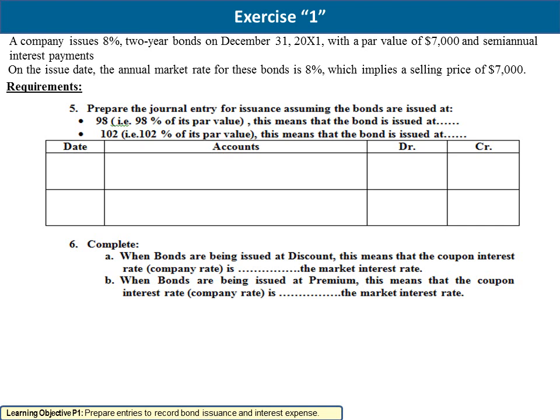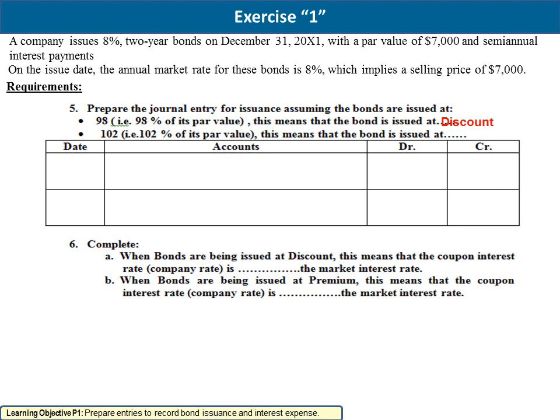This, for sure, because this bond will be giving an interest rate below the interest rate of the market. So in order to motivate investors to come and buy those bonds, although they offer an interest rate below the market interest rate, we will have to reduce its selling price. So this means that the bond is issued at discount.